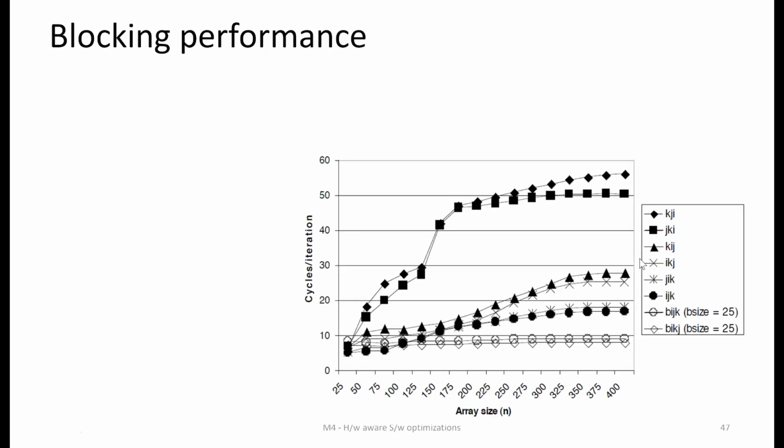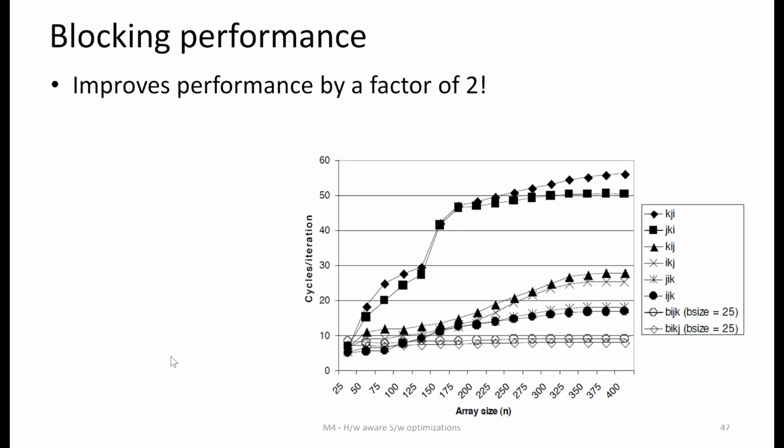So the performance of blocking when compared to the previous simple loop interchanges is something like this. Here we have the matrix size, and here we have the cycles per iteration, and the blocking versions of ikj and ijk are somewhere here. The main takeaway is that the performance improves by a factor of 2 when compared to the previous two best versions of the matrix multiplication.